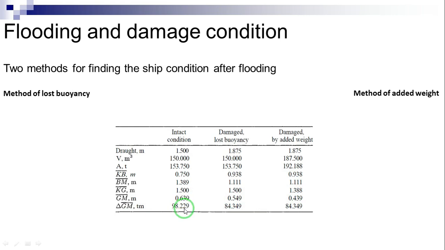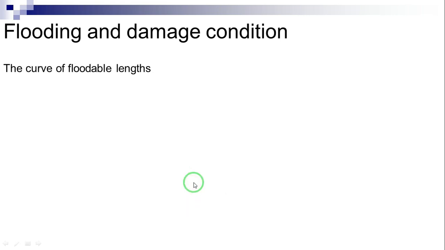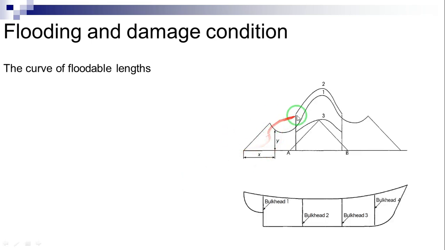The curve of floodable length. The naval architects have devised this curve as shown in the following figure. In the lower part of the figure, we show a ship outlined with 4 transverse bulkheads. Above it, we show a curve of floodable length and how to use it.